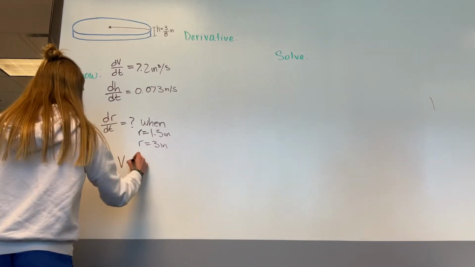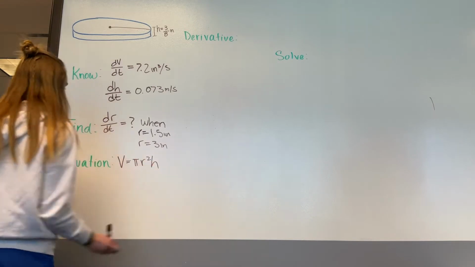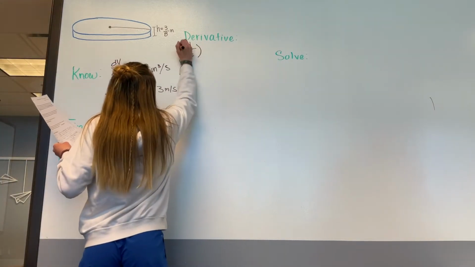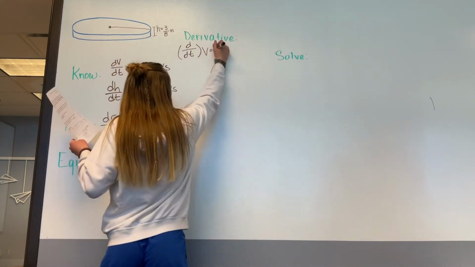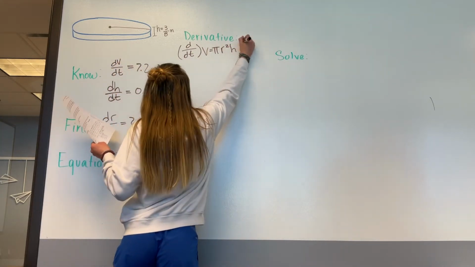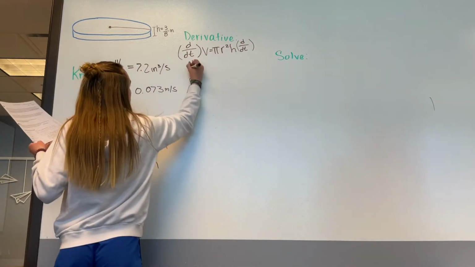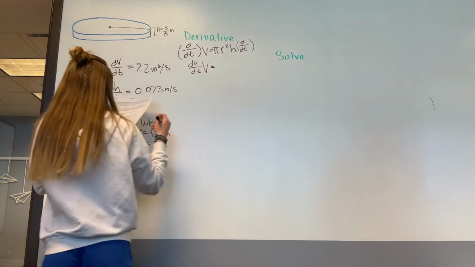The equation used is the volume of a cylinder, which is pi times the radius squared multiplied by height. Taking the derivative of this equation will help us find the rate at which the radius changes. We use the product rule to get dV/dt equals pi r squared dh/dt plus 2 pi r h dr/dt.